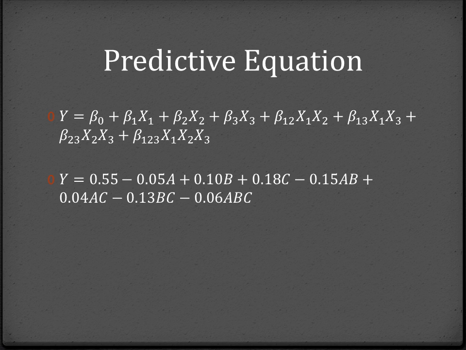Then here we get the X1, X2 term, which is the AB, the interaction between the brand and the temperature. That was the second most significant. And then we move on to the X1, X3 term, which was 0.04, the interaction between the brand and the height.